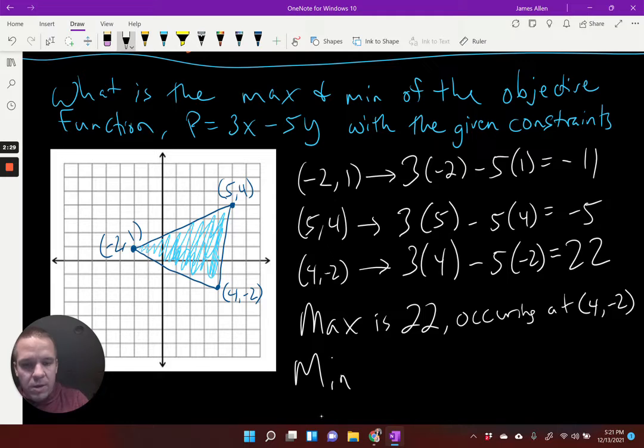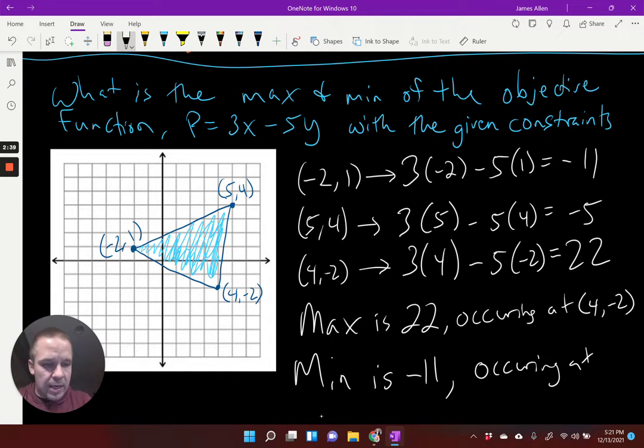So then we have the minimum. Well, what is my minimum? My minimum is negative 11. Where is that occurring? At negative 2, comma 1.